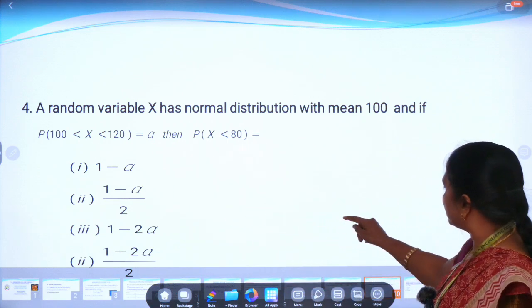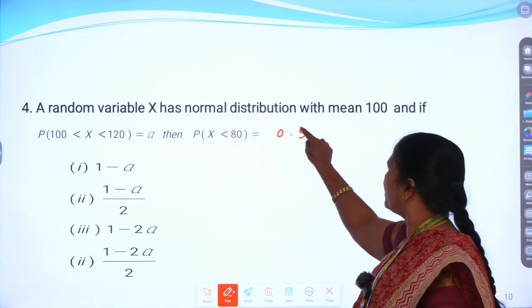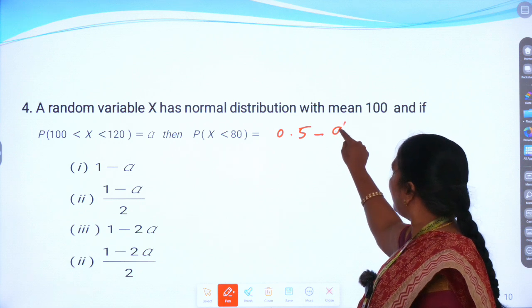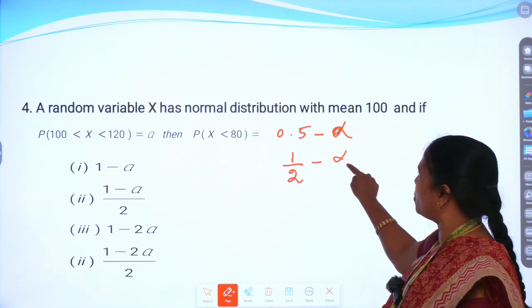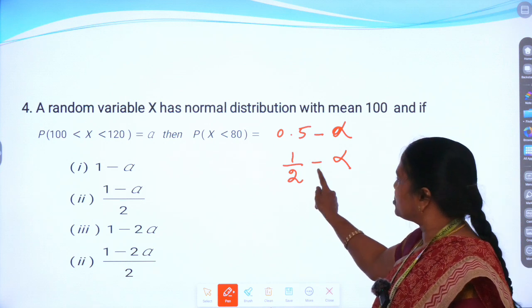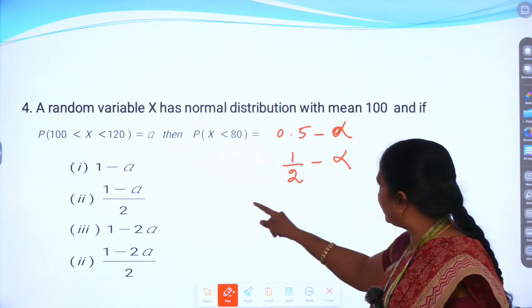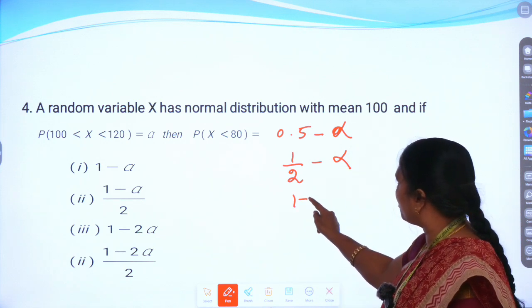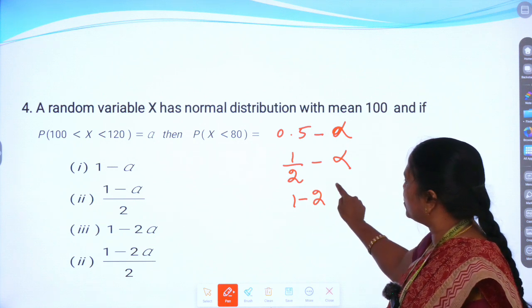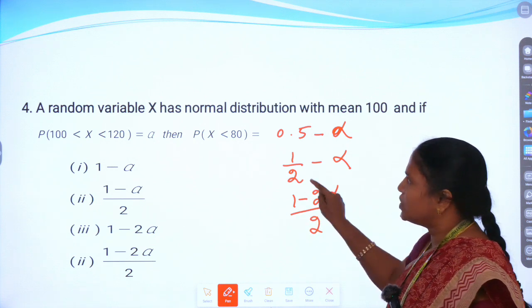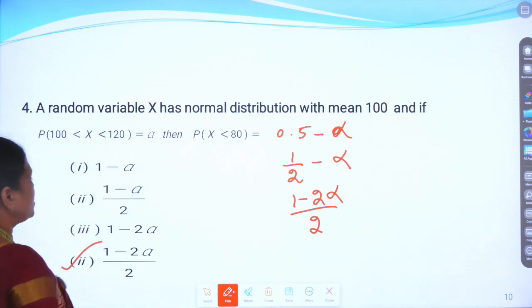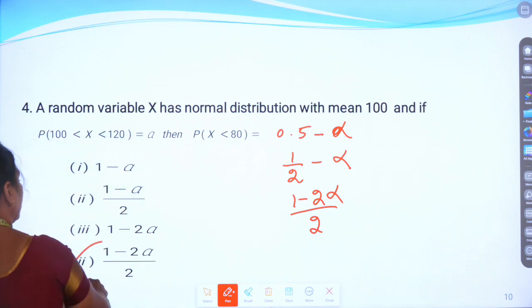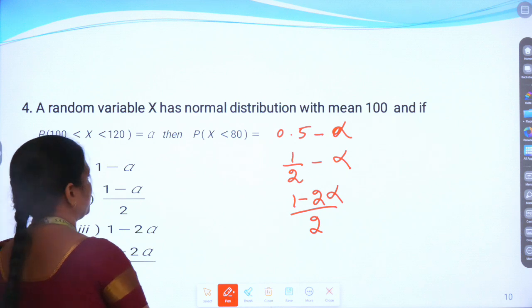We got the answer as 0.5 minus alpha. How can we write 0.5? As 1 by 2 minus alpha. That option is also not there, so we can take the LCM. We can write this as 1 minus 2 alpha divided by 2. So the option for this fourth problem is 1 minus 2 alpha divided by 2. This is your fourth option.